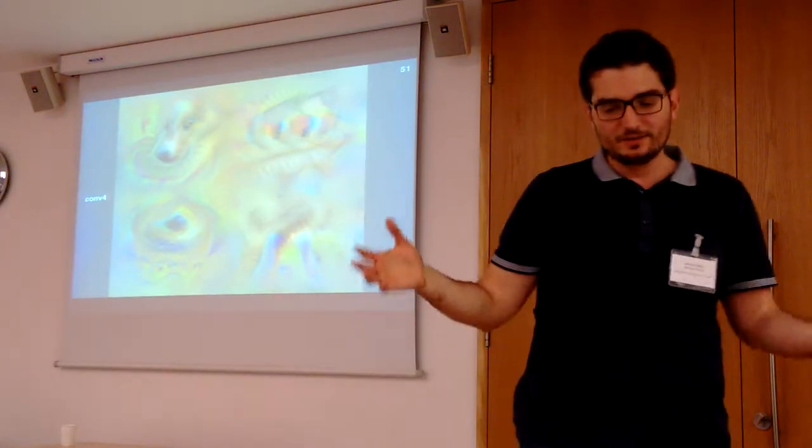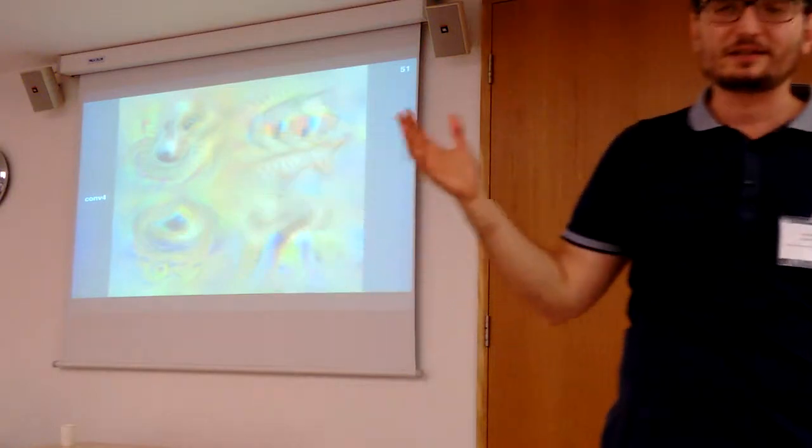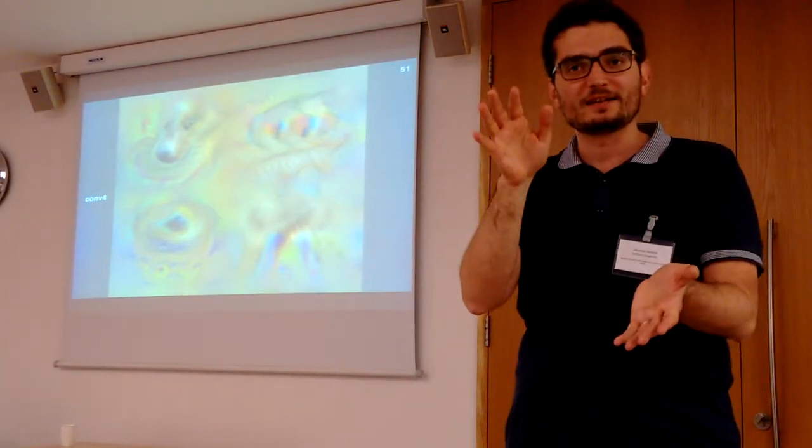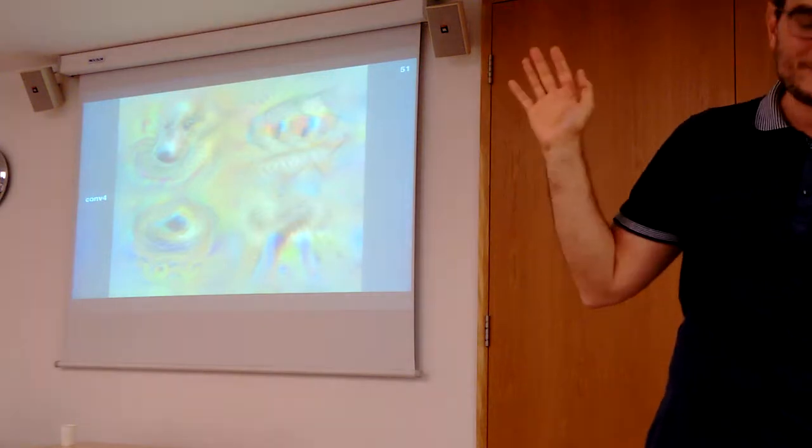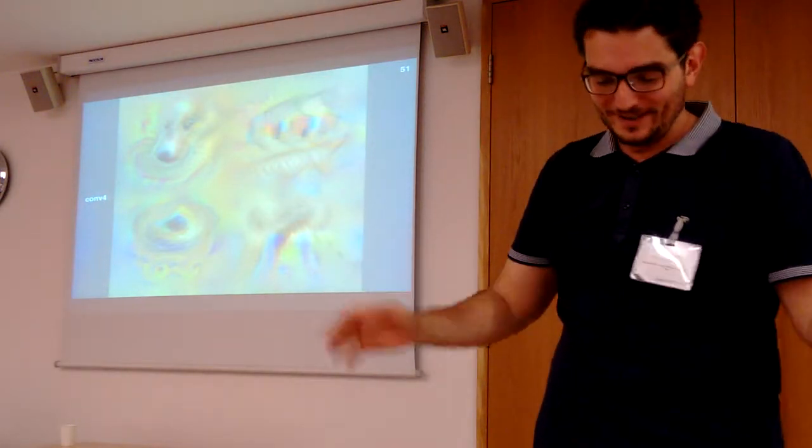Why dogs, by the way? Because ImageNet has 400 classes of dogs inside. So out of 1,000 classes, 400 are dogs. Slightly unbalanced, all right?